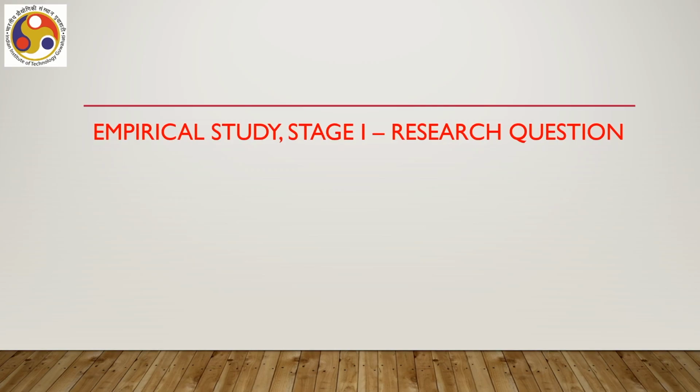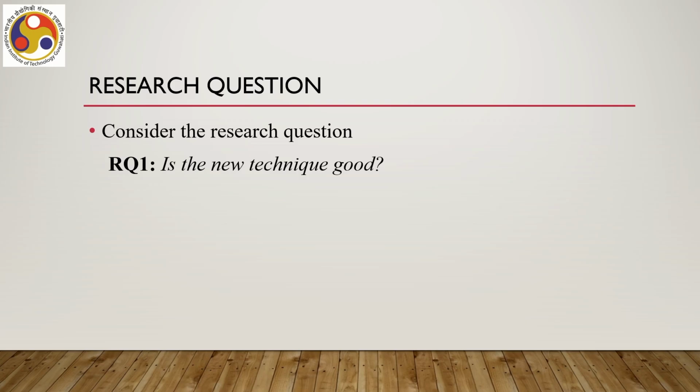So, with respect to this example, let us try to understand stage 1, that is research questions. What is a research question, how to formulate it, what is a good question, what is a bad question, these types of concepts let us try to understand with respect to this example. So, we want to conduct an experiment. For that, we need to frame a question. Through the experiment, we will try to find the answer to this question.